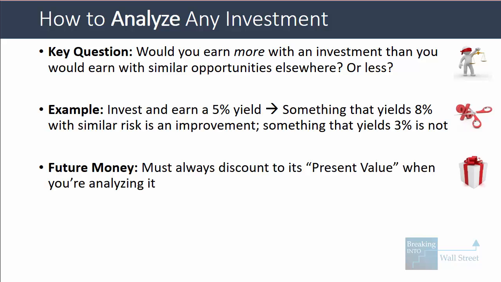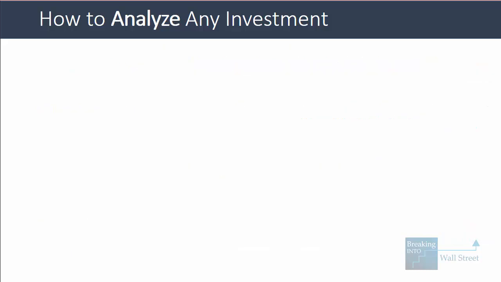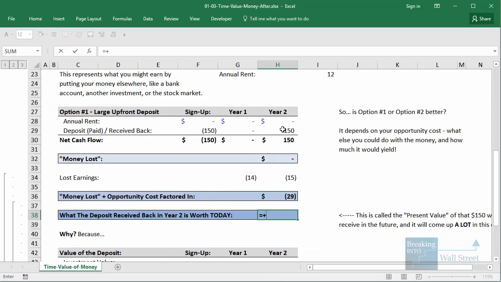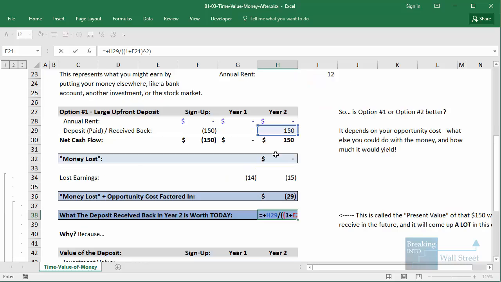When you think about these types of scenarios and you project money or cash flow in the future, you must always discount it to its present value when you're analyzing it. So if you think about this $150,000 deposit and what it's worth to us today, it depends on our opportunity cost, what we could earn with it elsewhere. For example, we could take this deposit right here, and then we could divide it by 1 plus our opportunity cost, raised to the power of the number of years, which is 2 in this case.